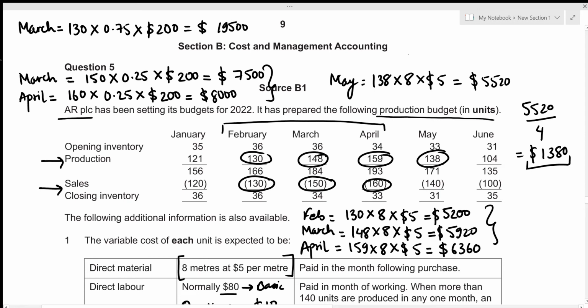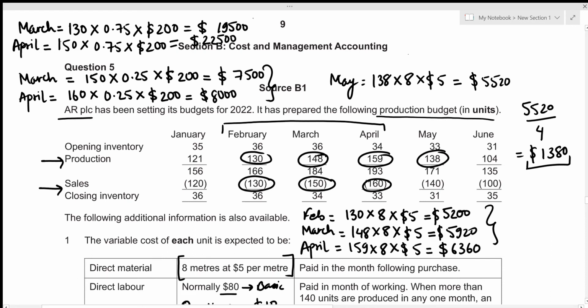We repeat the same process for the amount of credit sales received in April. So this is actually for the credit sales made in the month of March. So the total unit sold in the month of March is 150, and 75% of it belongs to credit sales. So that's 0.75. Now we just multiply it with the selling price per unit of 200. So this gives the amount of credit sales made in the month of March, which we will actually receive in the month of April. So that's 150 times 0.75 times 200, which gives 22,500.